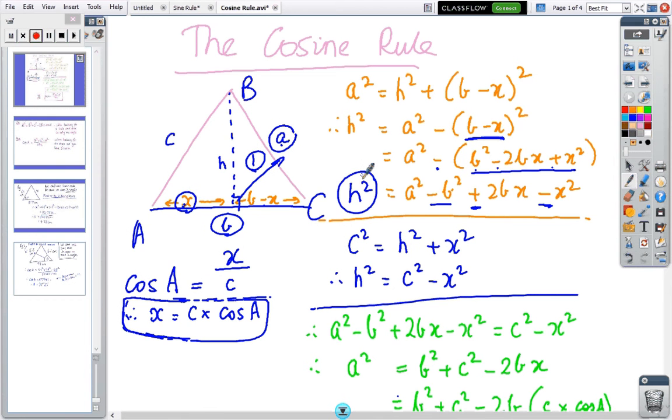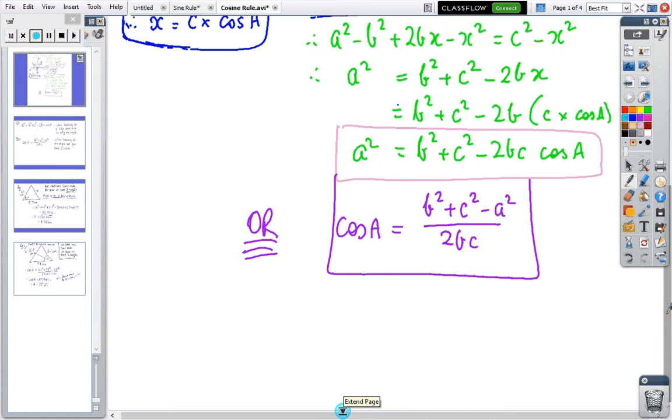And then on the other side, I've got a really neat triangle again. So this time c is the hypotenuse. So c squared equals h squared plus x squared. And then take the x squared across by subtracting. So h squared equals c squared minus x squared.